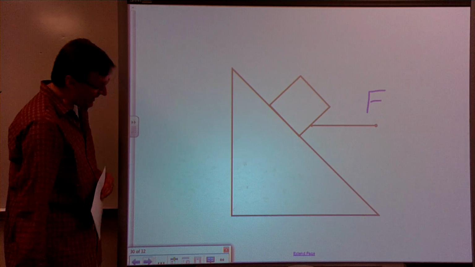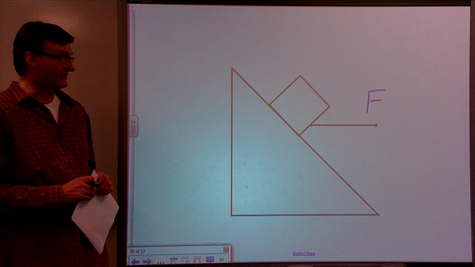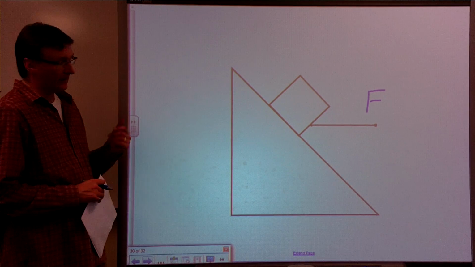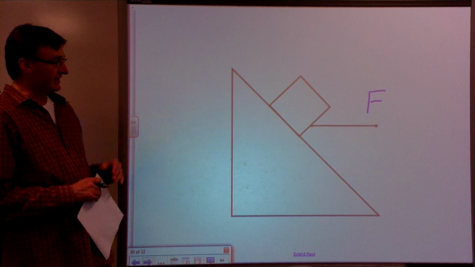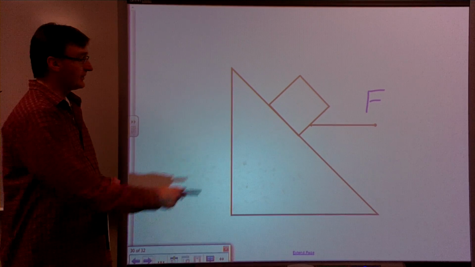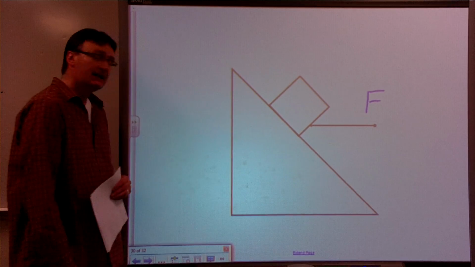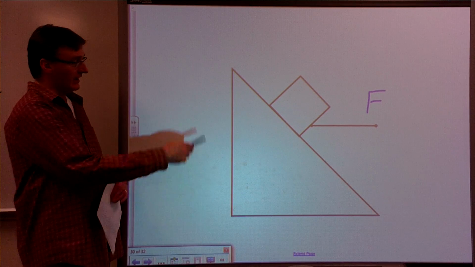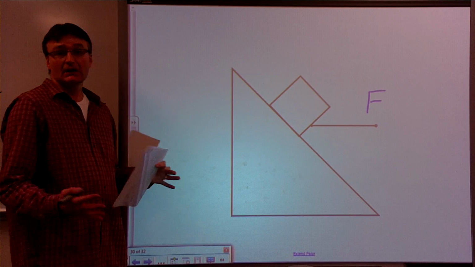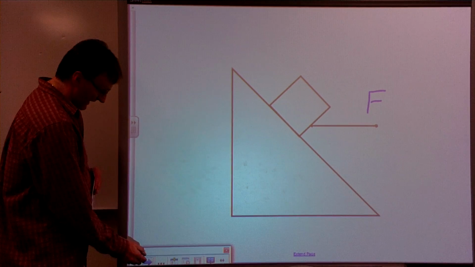Now, just one other type of problem that you'll see as well. Unfortunately, we do see these kinds of problems where the applied force on an object on an inclined plane is not parallel with the plane. And so, once again, we have to deal with that.